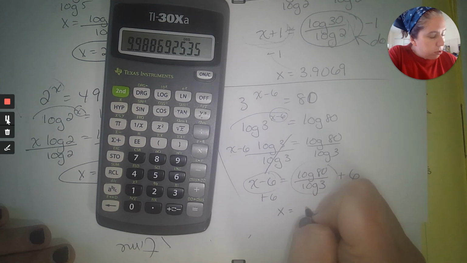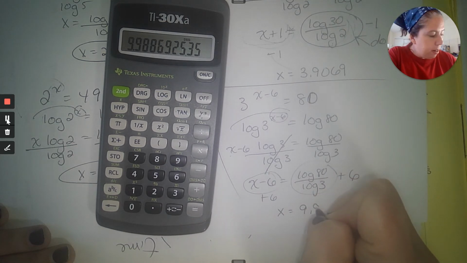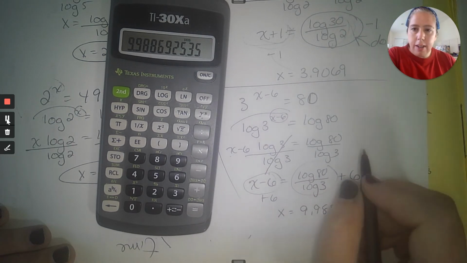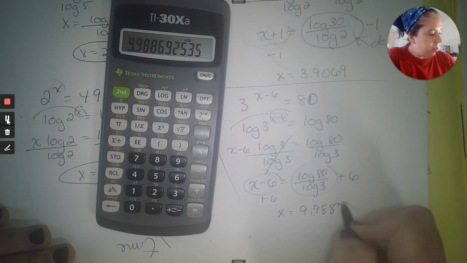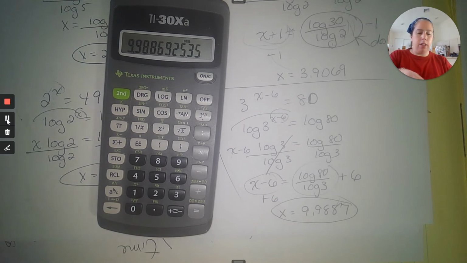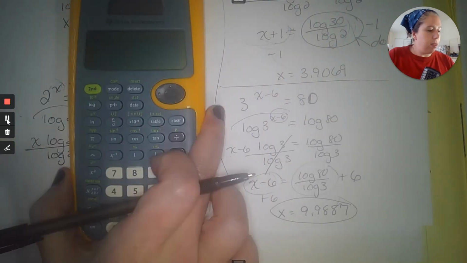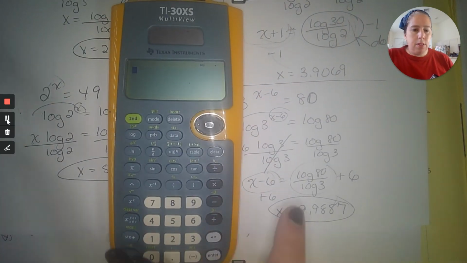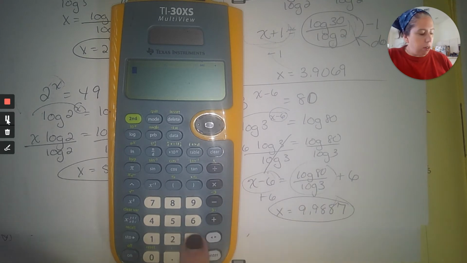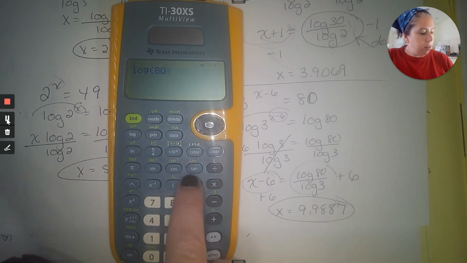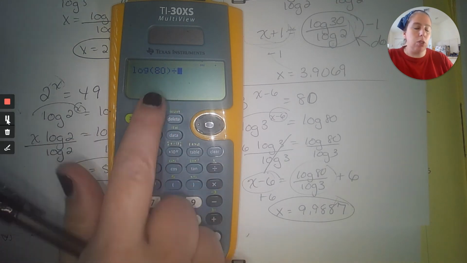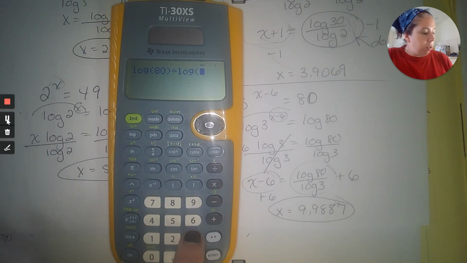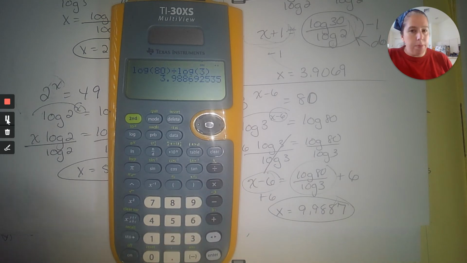So you have x equals 9.988, and then the 6, behind the 6 is a 9, so it's going to jump it. 7. So again, on this one, we're going to do log 80 divided by log 3. So log 80, close it. You got to close that parentheses. So if you're not getting the same answer as I am, guys, it's because you're not closing the parentheses. Log 3, close your parentheses, and then just add 6.